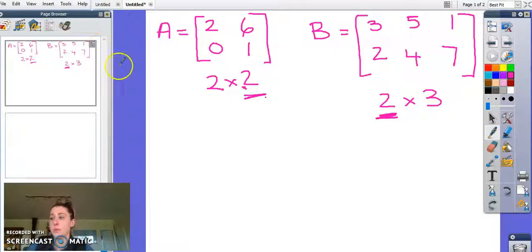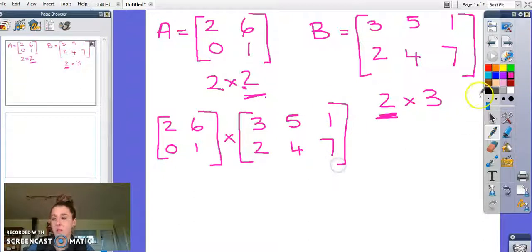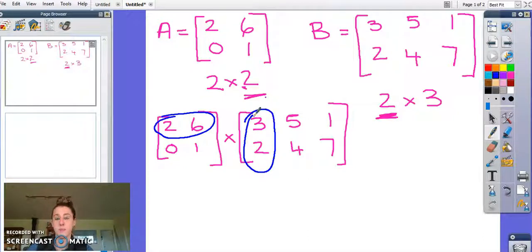Helps if I have the pen tool. Okay, so I'm going to draw up my matrices again. So 2, 6, 0, 1. And then right next to it, so I'm multiplying those guys, 3, 2, 5, 4, 1, 7. So what I'm going to do is take row 1 here, and multiply it by column 1. In my answer, it's actually going to be in that position in my final matrix.